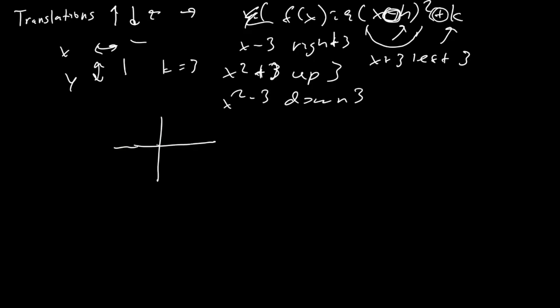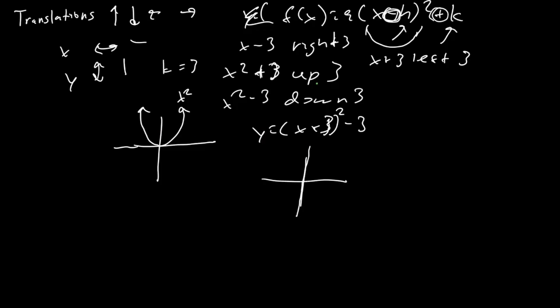You have x squared as the parent function, and let's just say x plus 3 squared minus 3, and we can graph this out. Since it's plus 3, it goes left 3, and then it's minus 3, so it goes down 3. Hopefully you can see this is vertex form, so the vertex should be at negative 3, negative 3, and it opens up.